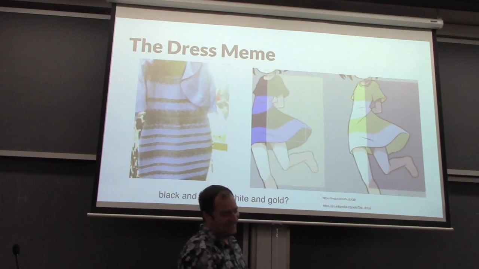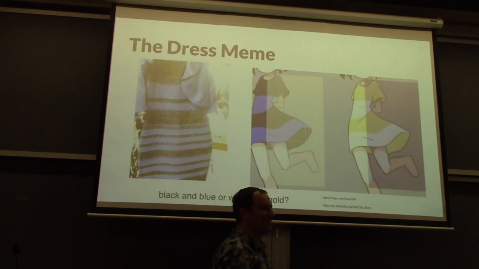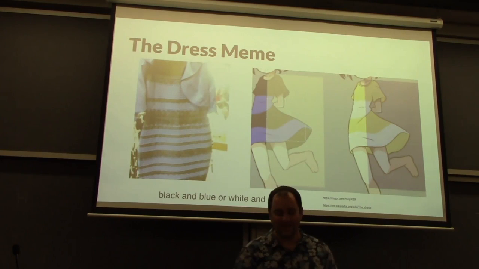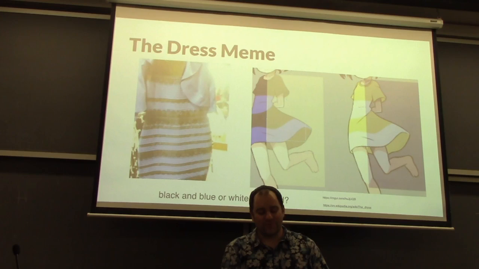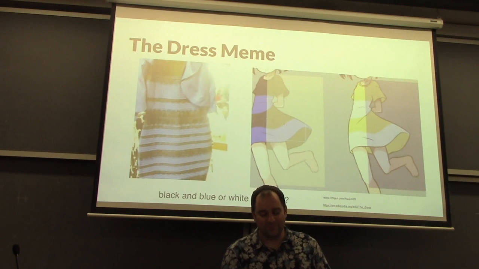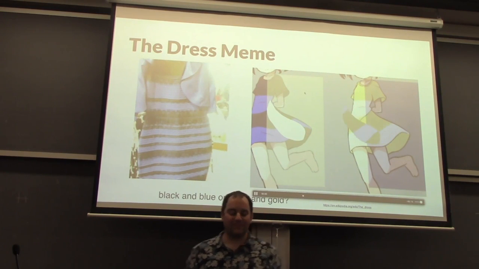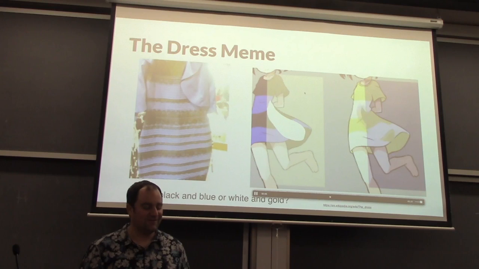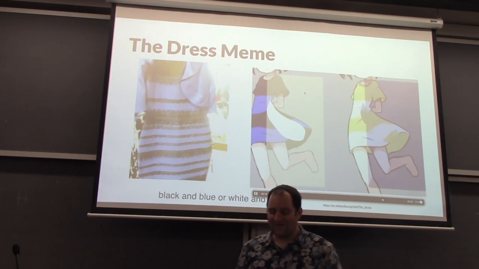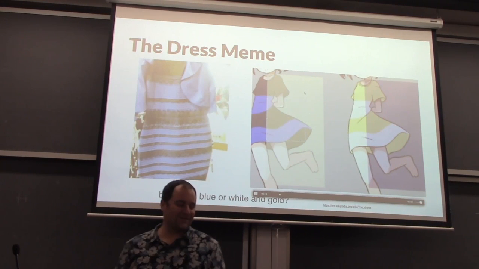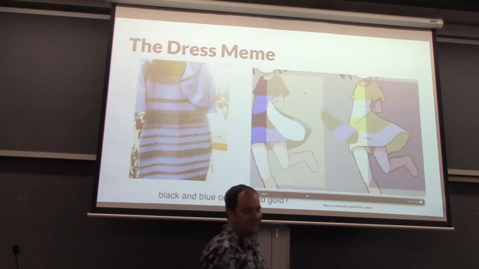So the dress meme. What's the answer? Is this dress black? Everybody knows that it's in fact black and blue. But this is exactly this problem. It could be that this dress was photographed under a yellow light source or under a blue light source. And depending on that, its actual color is different. And here is a good example of somebody clipping out this one, moving it. So, just to illustrate that our perception of color is relative.